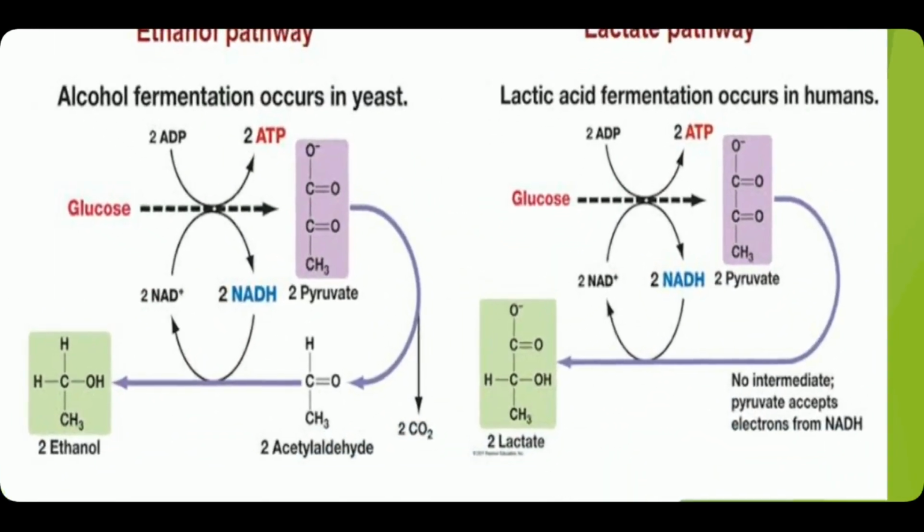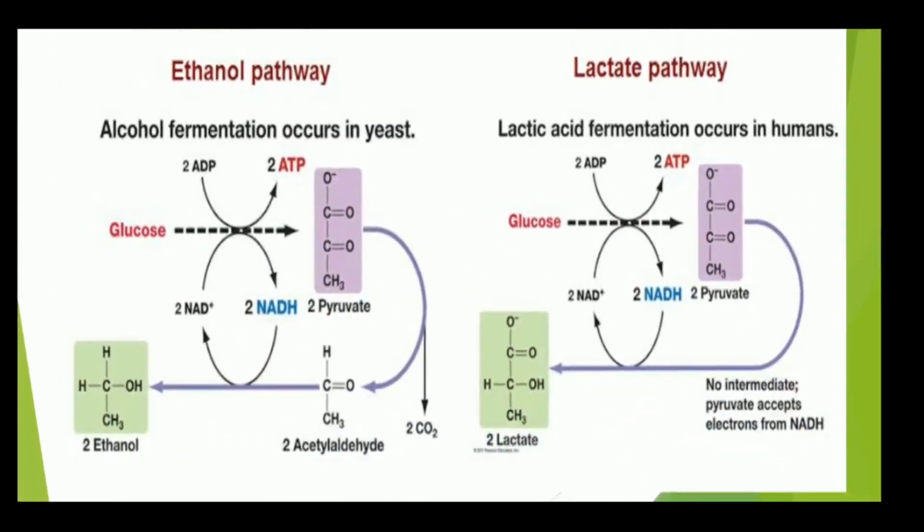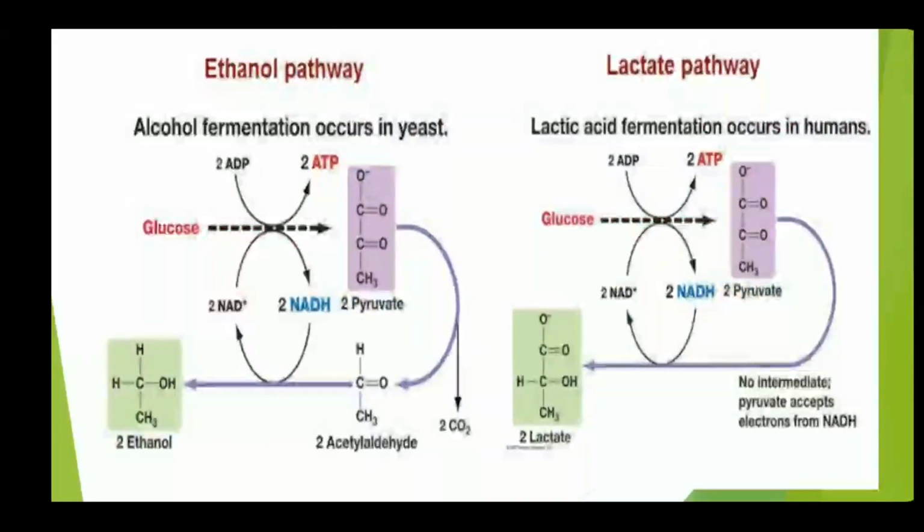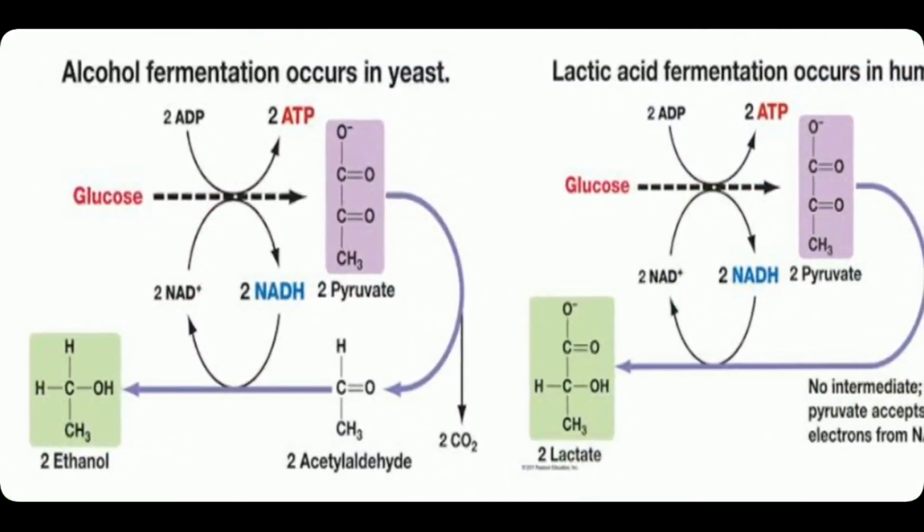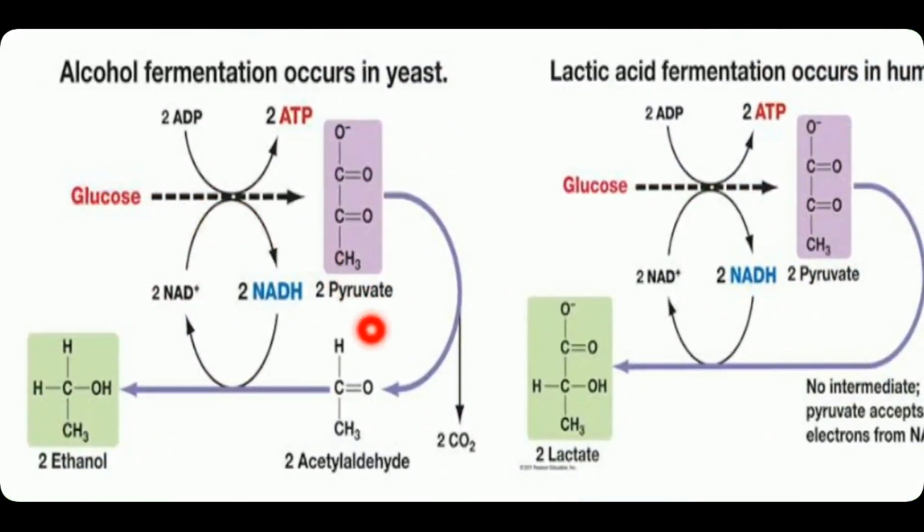Here you can see the ethanol pathway and lactate. Ethanol is actually ethyl alcohol. So how is ethyl alcohol produced? Glucose converts into two molecules of pyruvate, and then intermediary products are formed, which you don't need to learn. Then after that, ethanol is formed. So glucose breaks down into pyruvate, and then ethanol is formed.